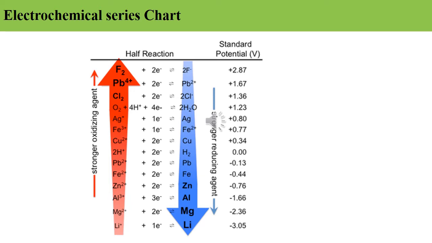It means that fluorine can take electrons and get changed to a negative ion. And lithium can give an electron and can be changed to a lithium plus ion. That means it has a low reduction potential value or a high oxidation potential value. In between you can see other elements, and hydrogen has a reduction potential value of 0, and it is the standard used.